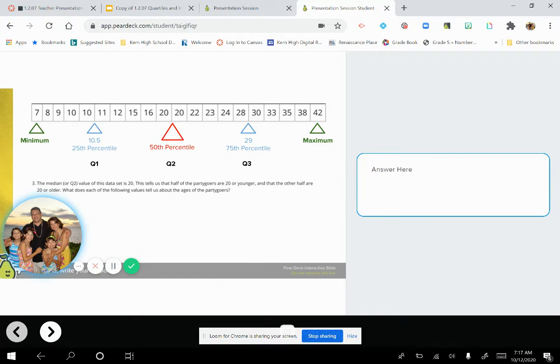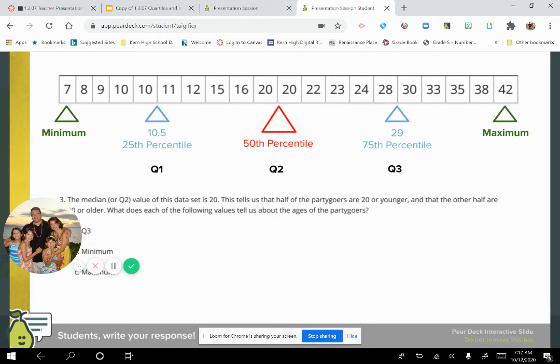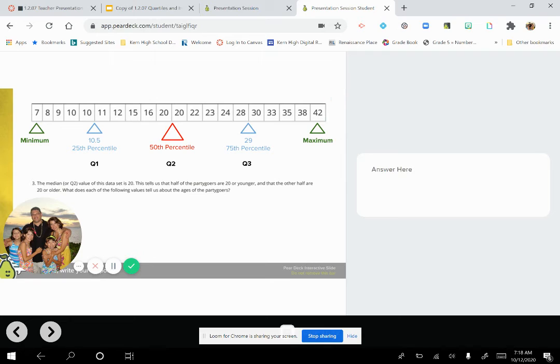Okay, so here's one, the median, or quartile 2. The median or quartile 2 of this data set tells us half of the partygoers are age 20 or younger. The other half is 20 or older. What does each of the following values tell us about the age of the partygoers?